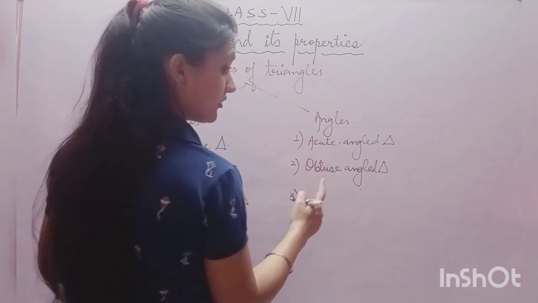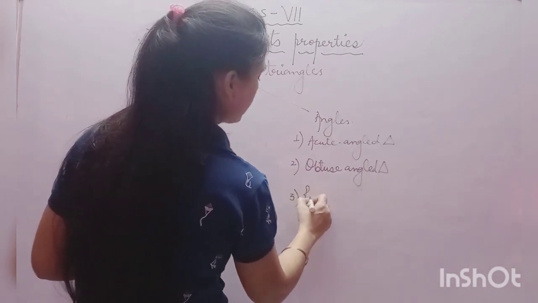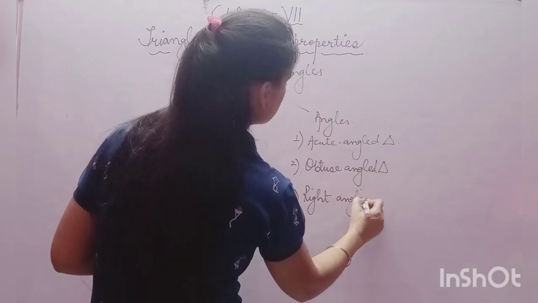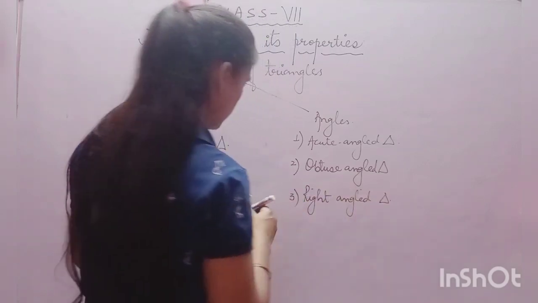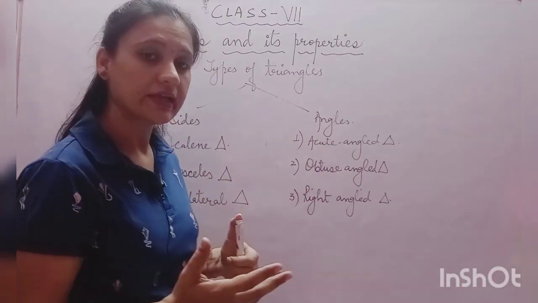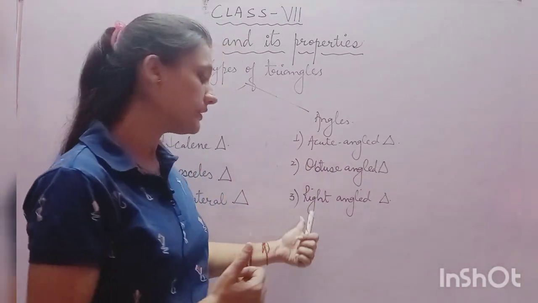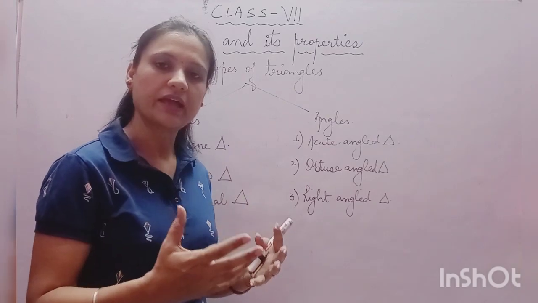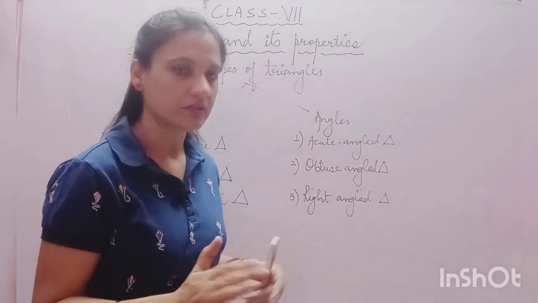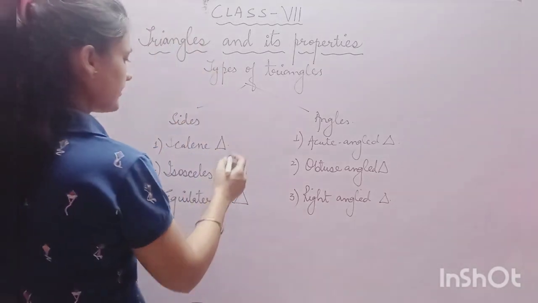Next is very important, the right angle triangle. You should understand this also because it is going to help you in the coming properties, right? So what is a right angle triangle? Again, by the name we can learn that one of the angles should be 90 degrees. We call it a right angle triangle. So let us draw the figures and try to understand.